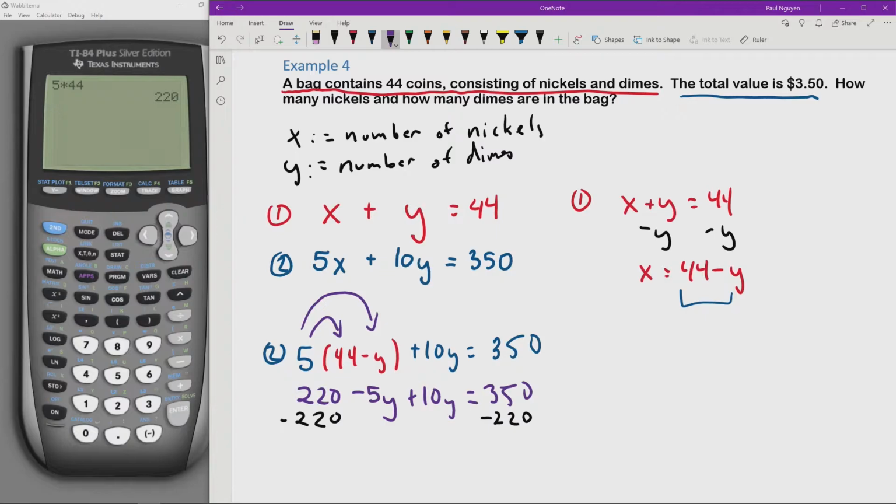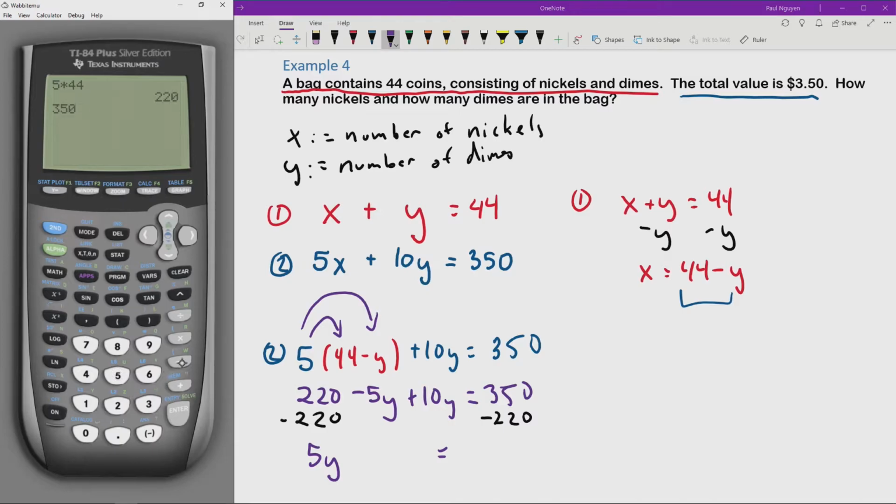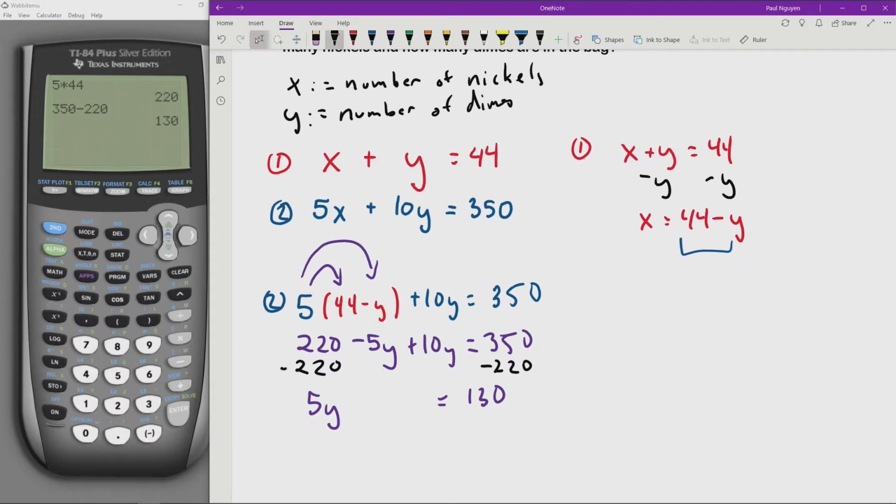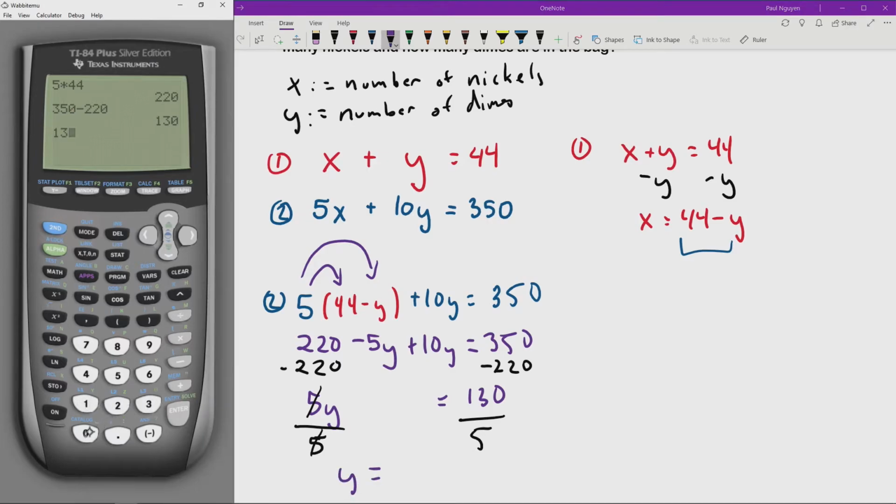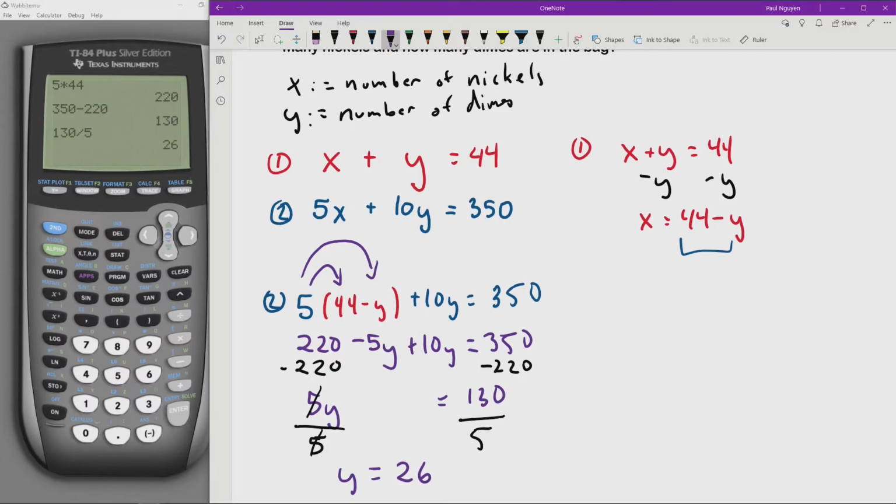And on the left, I have negative 5y plus 10y. That's going to be a positive 5y. And on the right, I'll have 350 minus 220. That's 130. I then divide both sides by the coefficient on y, which is 5. This cancels with this, and I get y equals 130 divided by 5, which is 26. Since y is a number of dimes, I know I have 26 dimes.